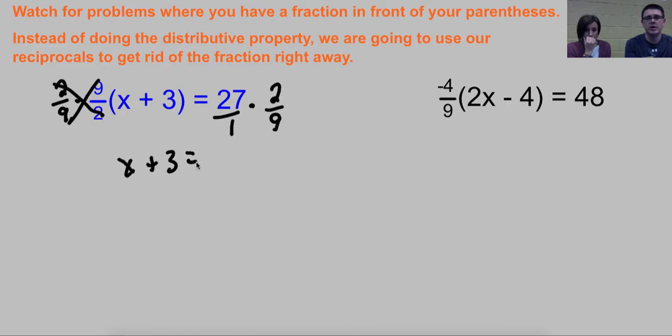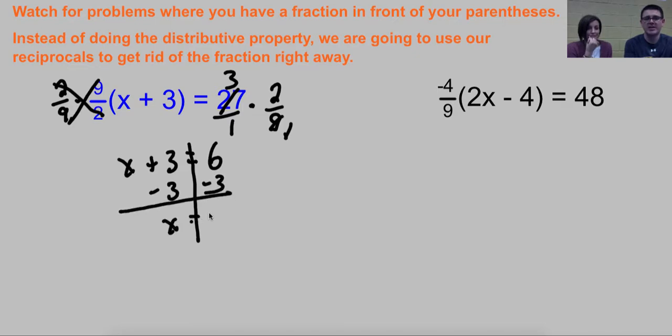Over here, I'm going to multiply. I can do a little cross simplifying first. 27 and 9 can be divided by 9. So I get a 3 and a 1. 3 times 2 gives me 6. So after some quick multiplying by the reciprocal, I'm left with x plus 3 is equal to 6. So I'm going to subtract 3 from both sides. x really is equal to 3.